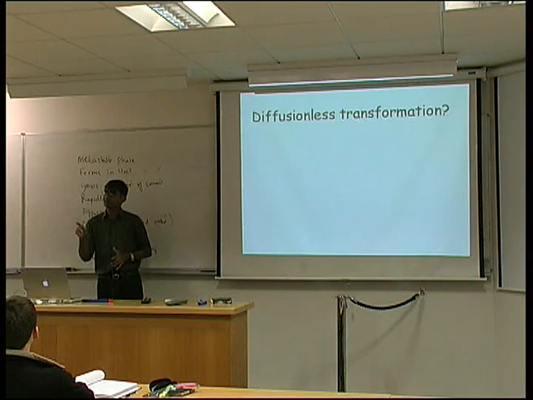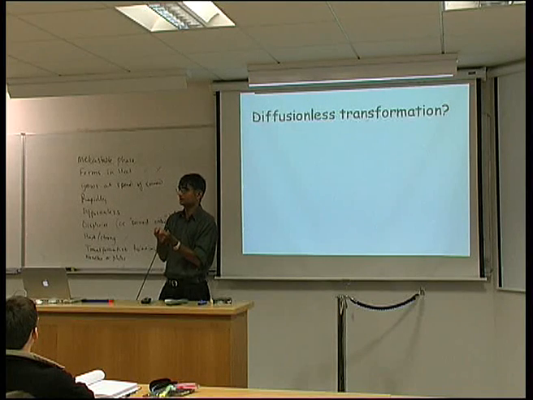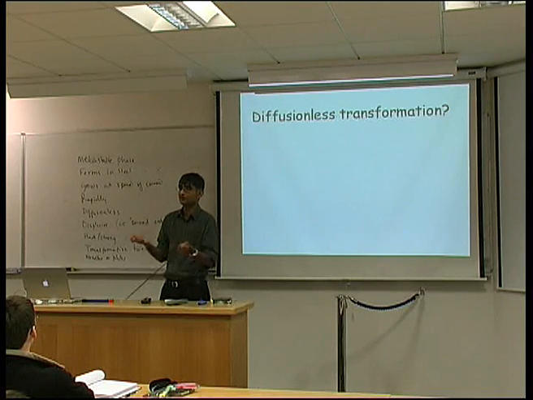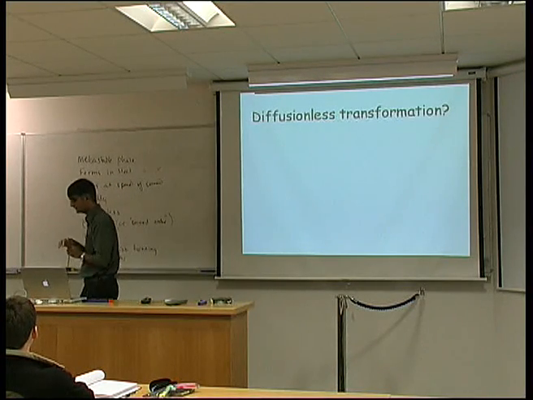Okay. All the shape memory alloys that you know, you can buy spectacles which you can bend like this and so forth and so on, they are nickel titanium alloys. So martensite occurs in many, many different things.